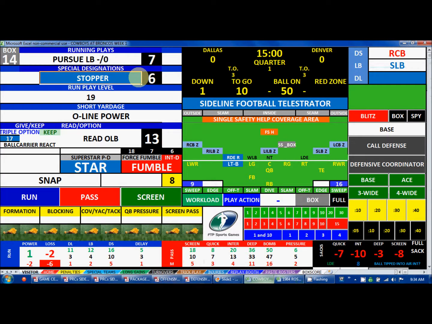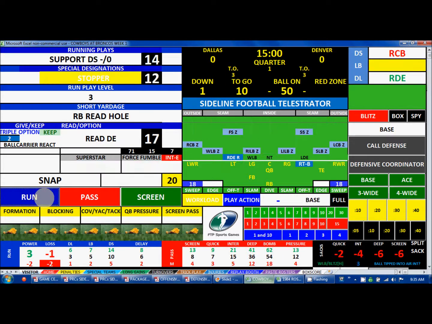Underneath it is the special designations area: stoppers in all of its colors, lead blockers, and the push the pile designation. Right beneath that, we see the number that establishes what the run play level will be. 19 is most likely into the defensive secondary, etc., etc. So let's have a look at this.